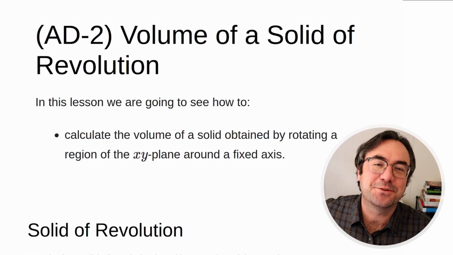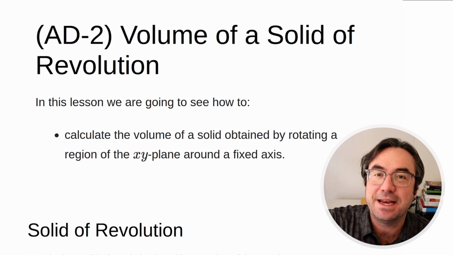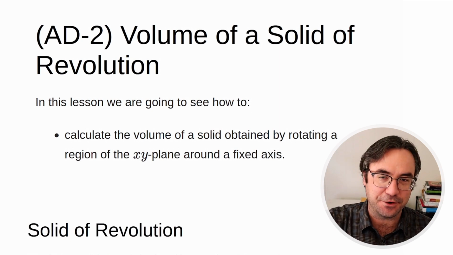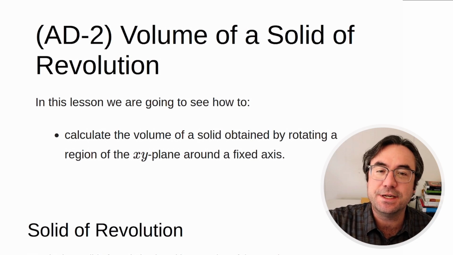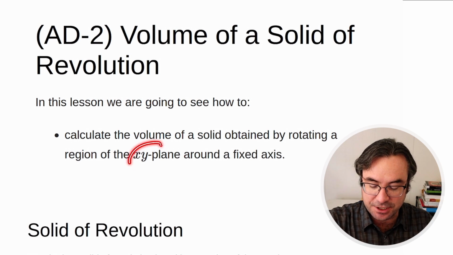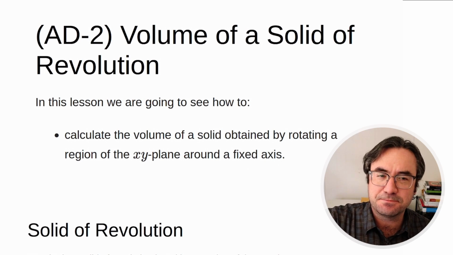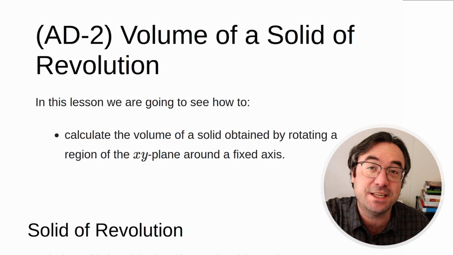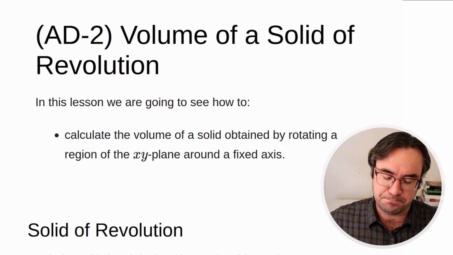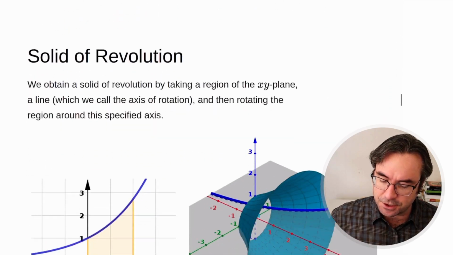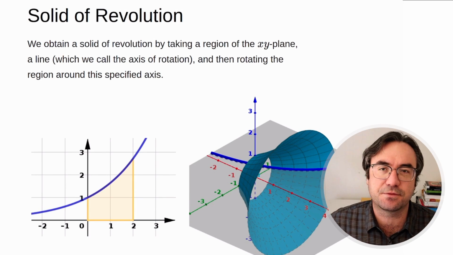Welcome everyone. For today's prep, we're going to be looking at solids of revolution, and in particular, how to calculate their volume. So first of all, we're going to look at what a solid of revolution is. It's where we take a section of the XY plane and we rotate it around a fixed axis. Usually in the example we're going to do, it's the x-axis, but sometimes it's the y-axis or some other line.